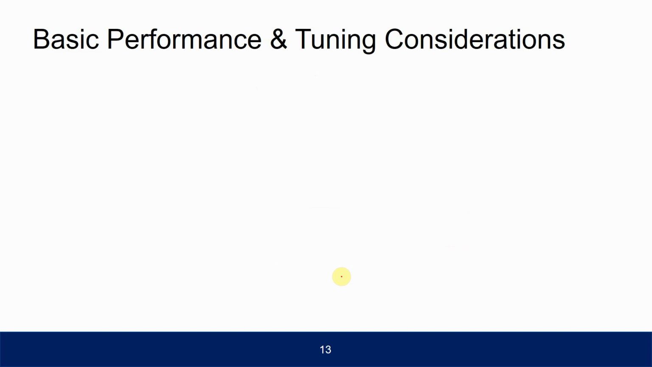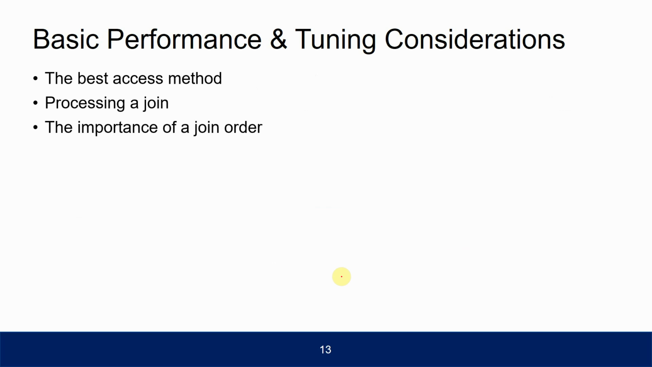Basic performance and tuning considerations: the best access method, processing a join, the importance of join order. These are all the considerations for performance and tuning. What access method we have, how to process a join, the importance of join order, parallelism, and the size of the I/O data package.